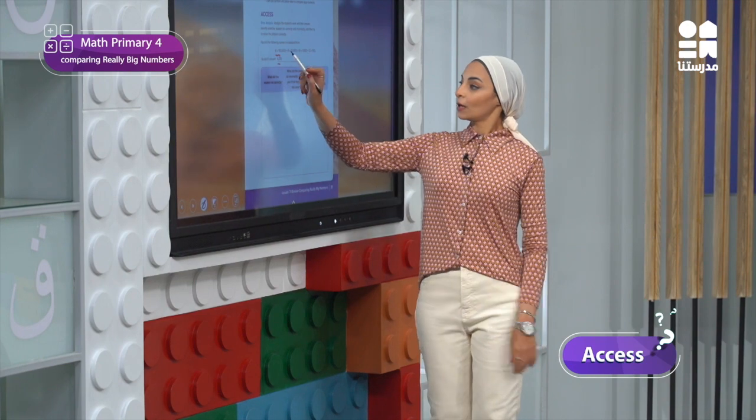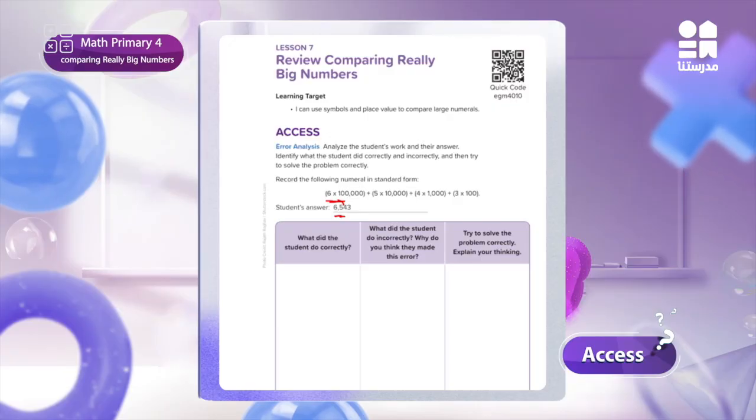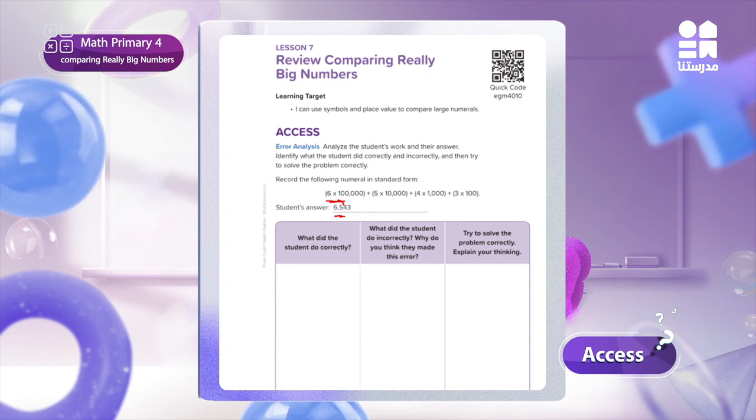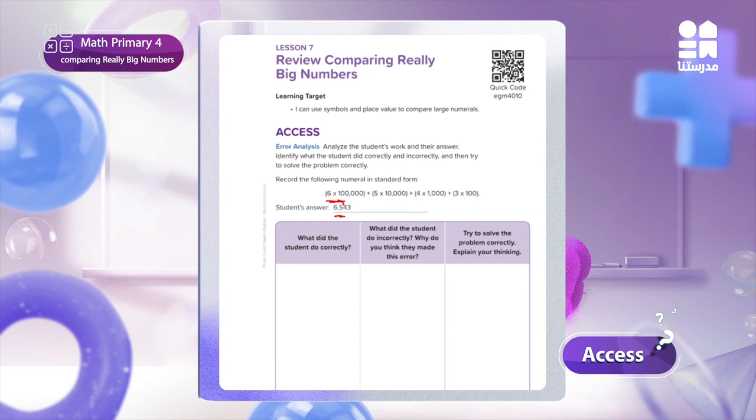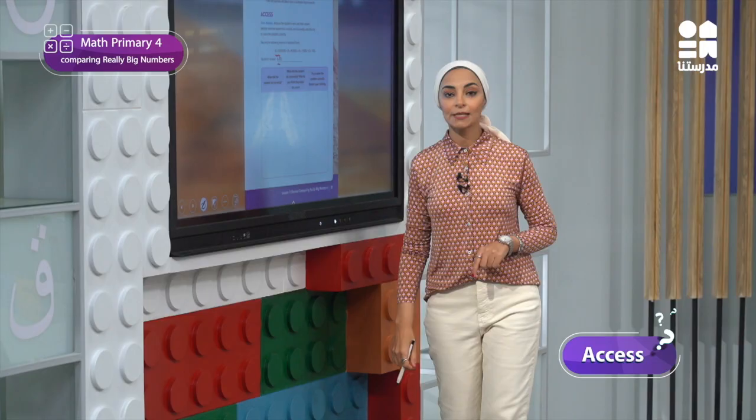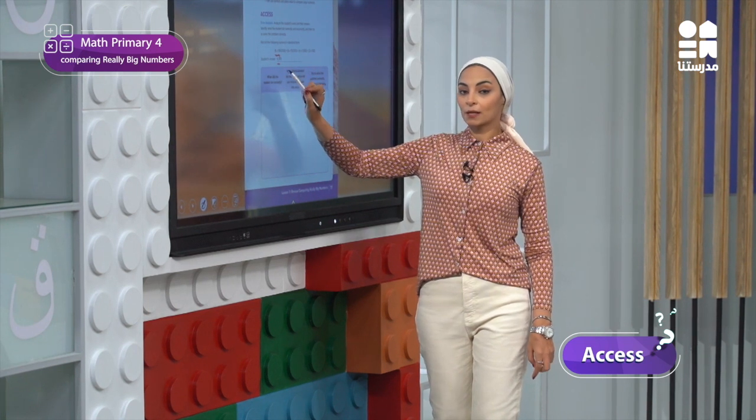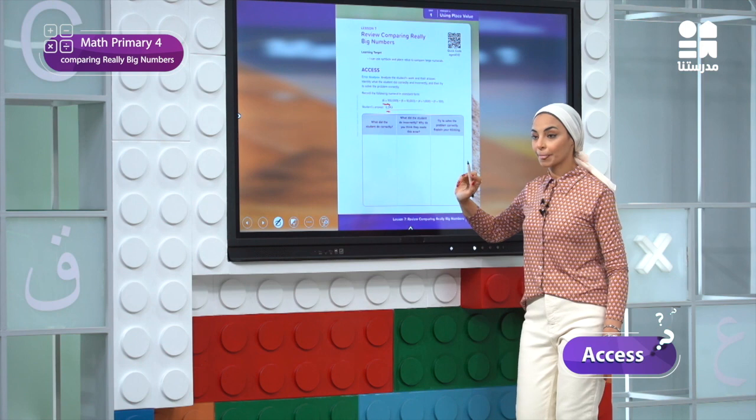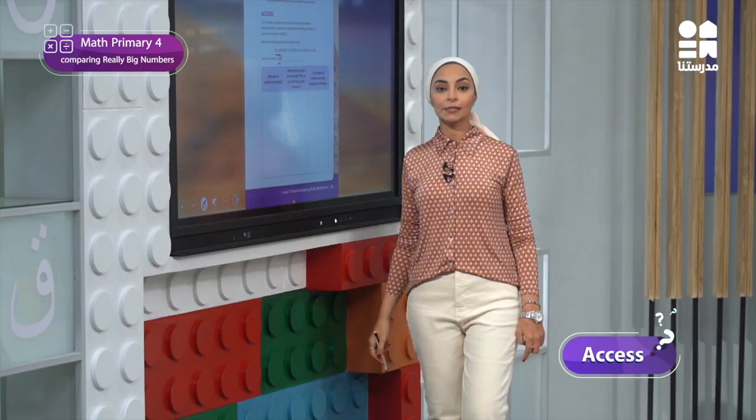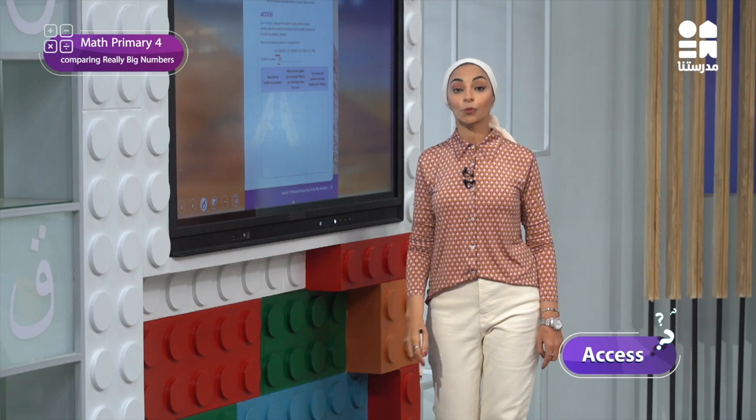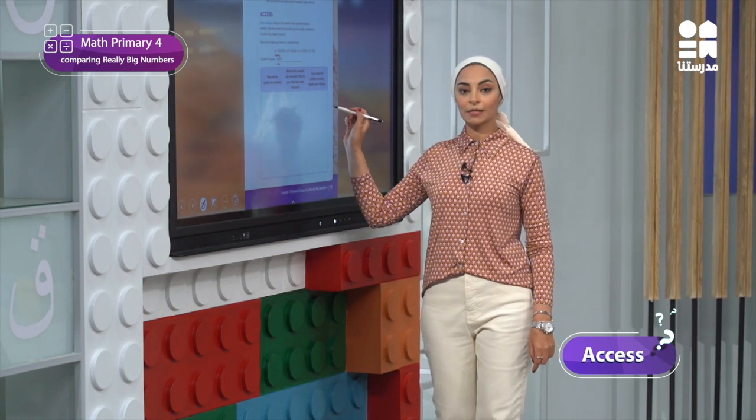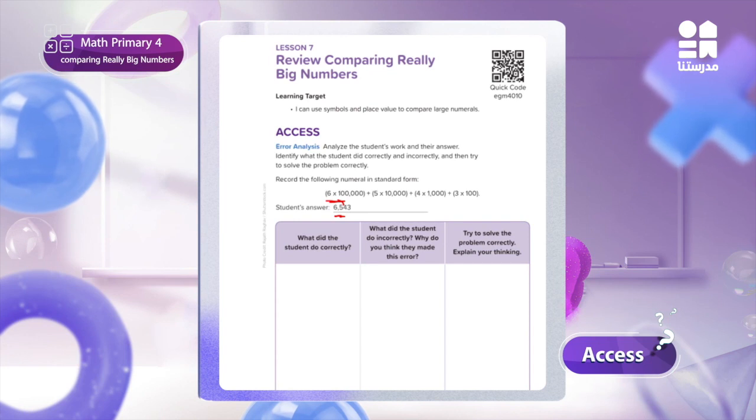خلاص؟ طيب let's see. This is 6 times 100,000 plus 5 times 10,000 plus 4 times 1,000 plus 3 times 100. This is the number in the decomposed form. The student's answer which we want to analyze is, he write the number in standard form like 6,543. Okay, and you will write your analysis in the table in your book. شايفين التابل ده؟ We will write in this table. I'll give you a minute to analyze the answer, and then we will go through it together.